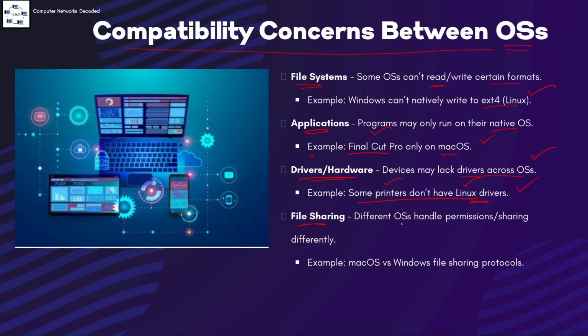File sharing. So different operating systems handle permissions and sharing differently. For example, macOS versus Windows file sharing protocols. So of course, both these operating systems use different types of file sharing protocols.